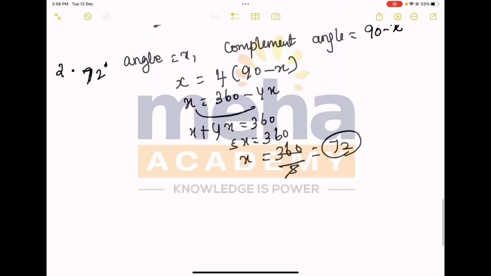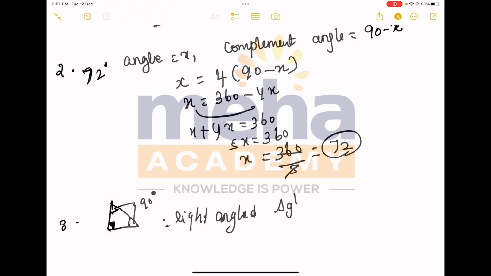MCQ 3 is, if two angles of a triangle are complementary, that is, if these two angles add up to 90 degrees, we know the total sum of a triangle is 180. So the other angle should also be 90 degrees. Then it should be a right angled triangle. It can't be acute, because acute is less than 90 already, and it will not make 180. So it's always a right angled triangle.